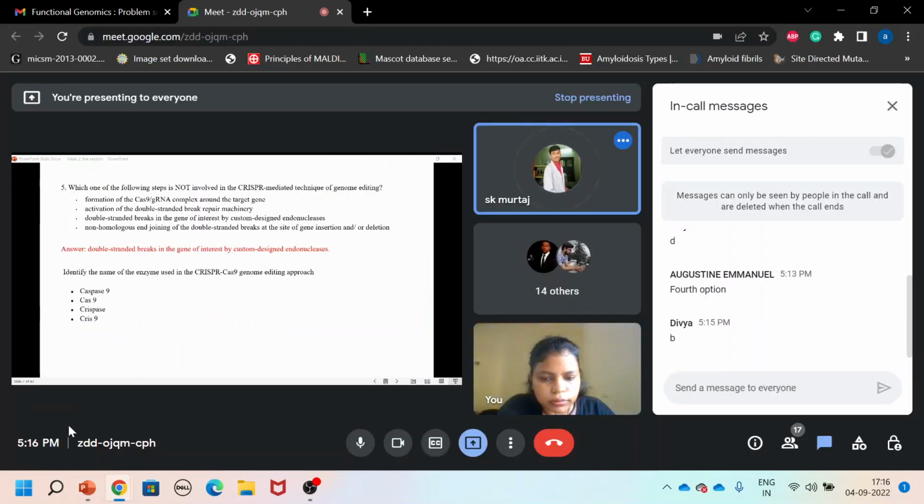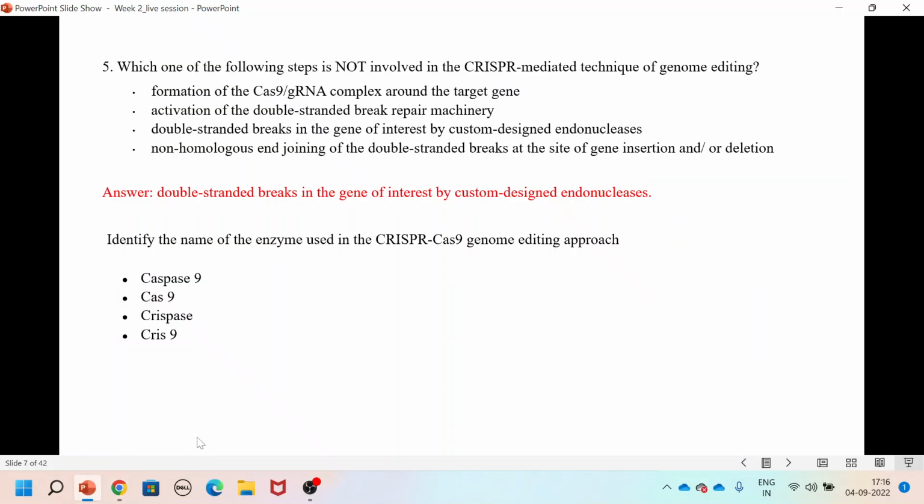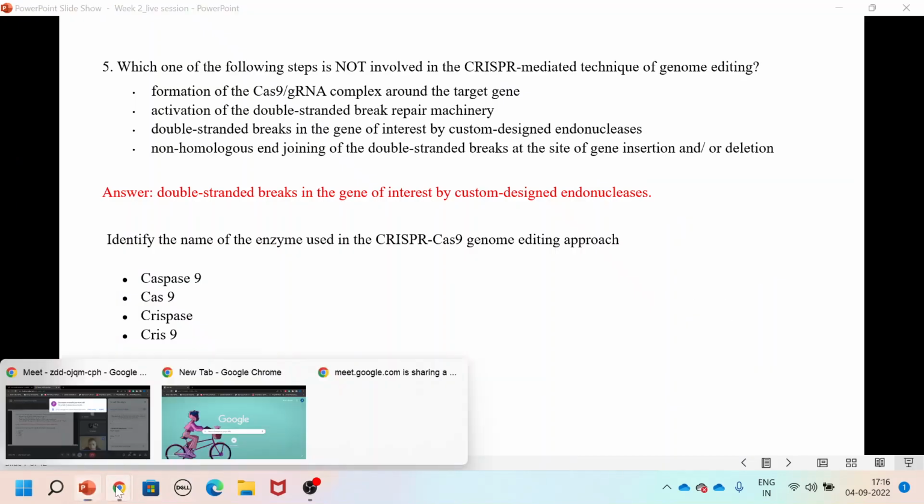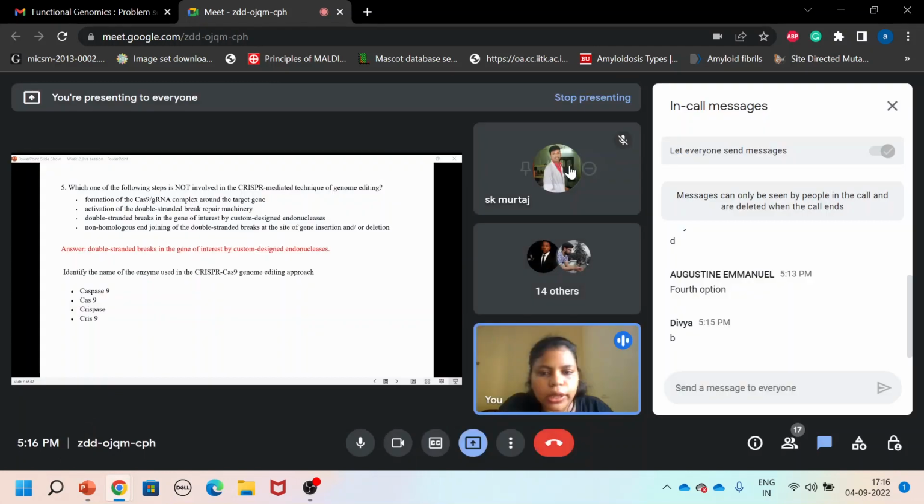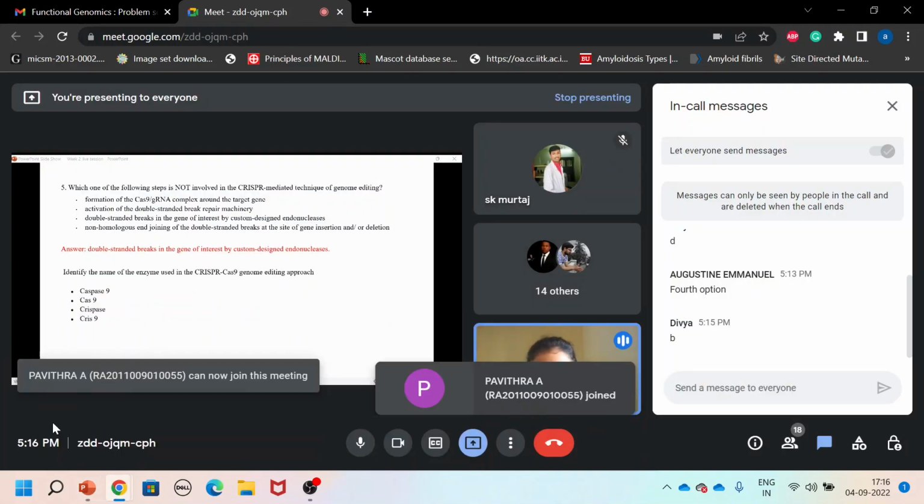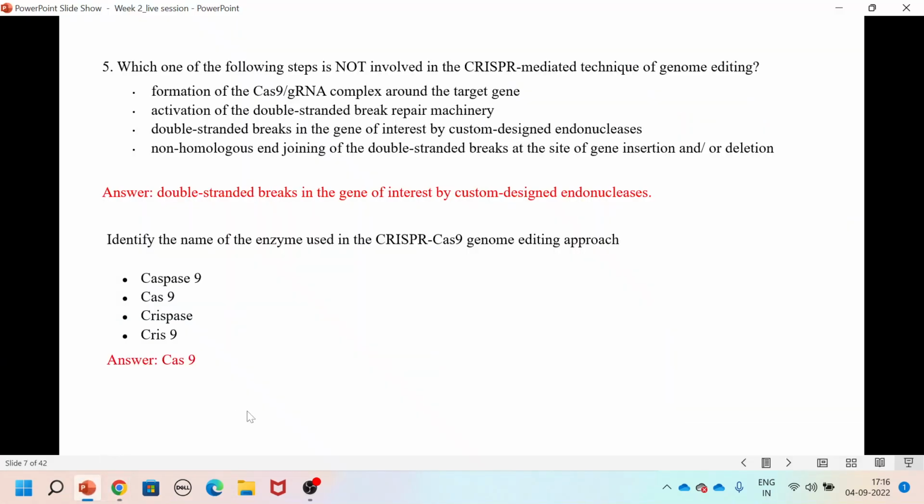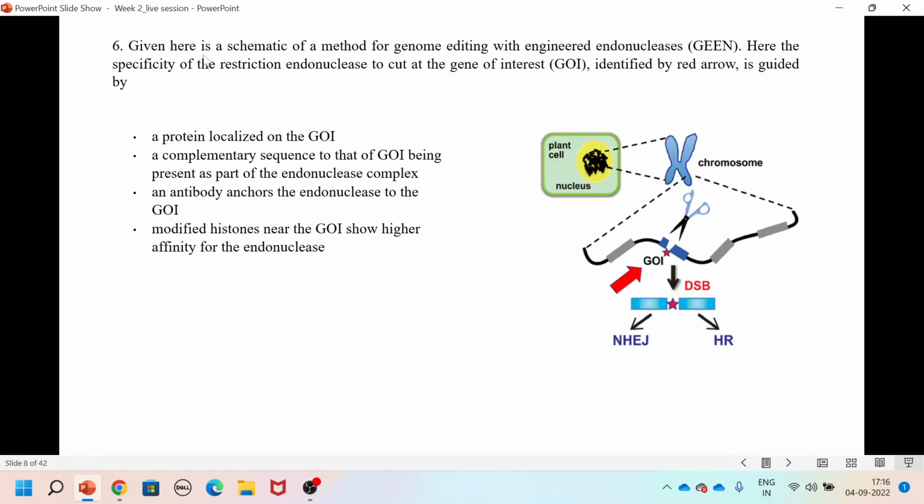And Cas9. Okay. So it is a theoretical question which most of you know, that the enzyme which is used in the CRISPR-Cas9 technology is the Cas9 enzyme. Next question is, given here is a schematic of a method for the genome editing with engineered endonucleases. Here, the specificity of the restriction endonuclease to cut at the gene of interest, which is shown marked by the red arrow, is guided by which of the following?